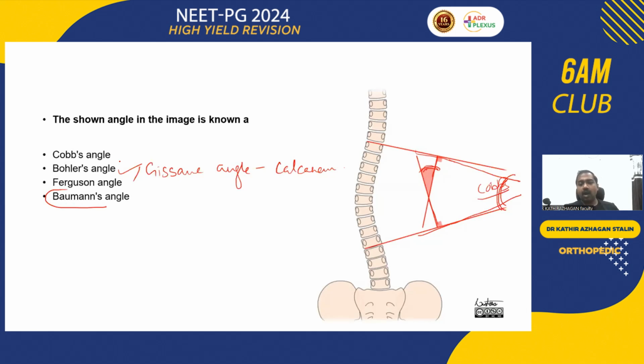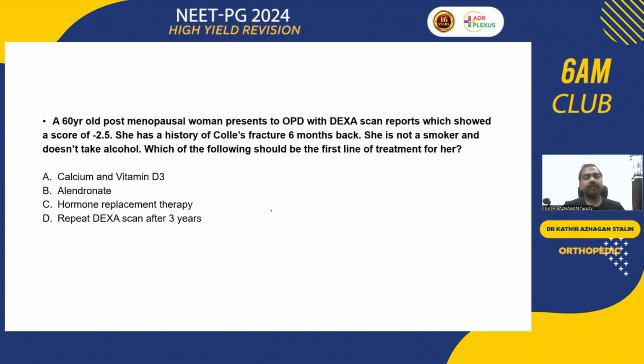Bowman angle. Oh, supracondylar. Yes. Perfect. Supracondyle of humerus fracture is called as Bowman angle. Bowman angle.